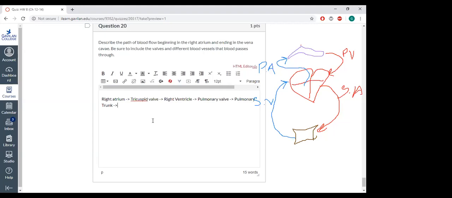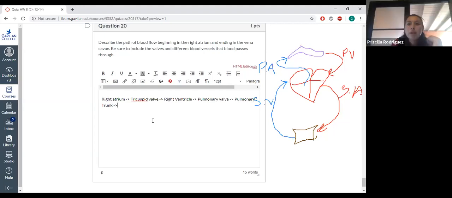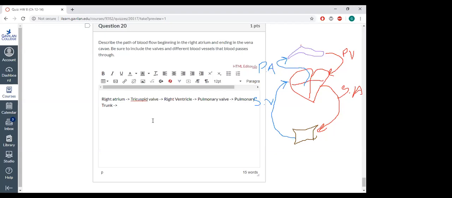Not yet. So after the pulmonary trunk, where do we go? The pulmonary trunk will divide into the right and left pulmonary arteries. Right, the pulmonary arteries.